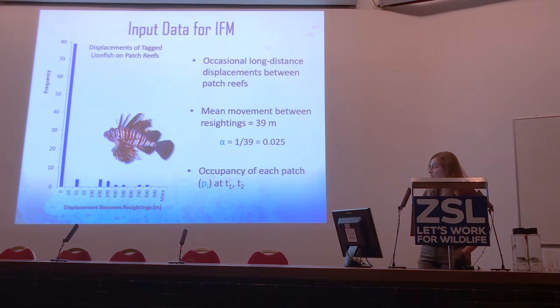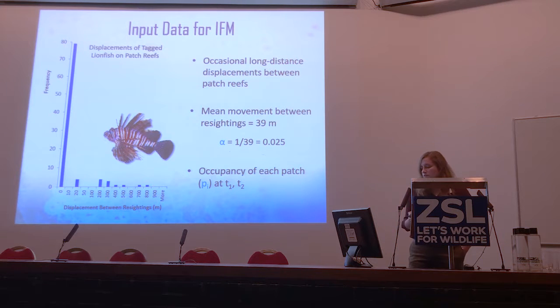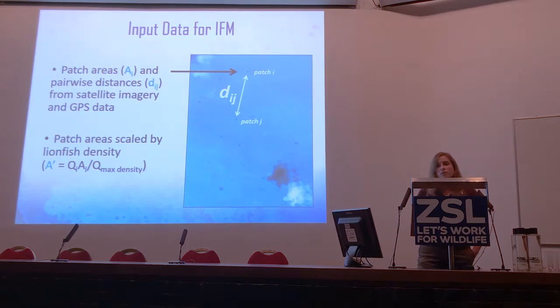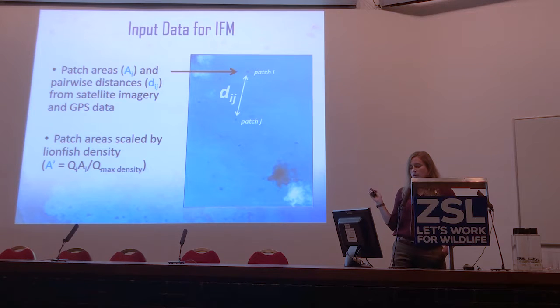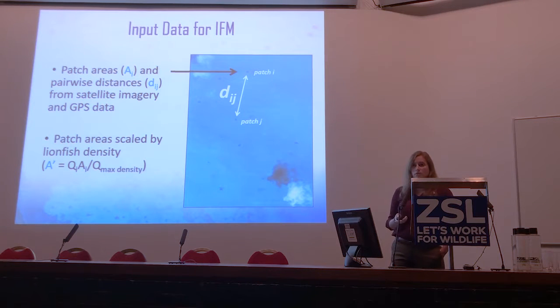So having checked those conditions, we can now fit the model. Here's some of our input data from the tracking study. We get the mean dispersal distance to get our dispersal parameter alpha. We also obtain from that data the occupancy at each patch at 2 different time periods, so presence or absence at 2 time periods. And then we can get the patch areas and pairwise distances from satellite photography as well as GPS data from the field. In this case, we scaled patch areas to lionfish density as a proxy for habitat quality, which is permitted in the original formulation of the model.